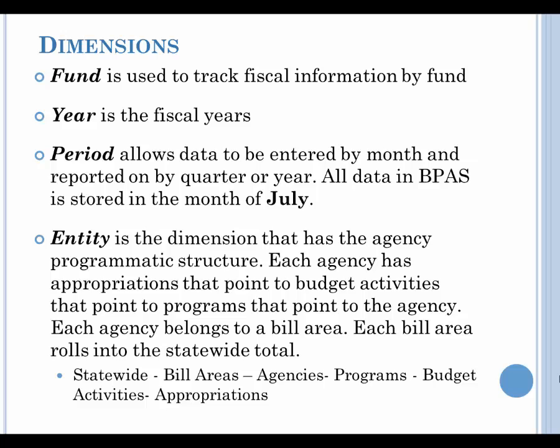The entity dimension is the dimension that has the agency program structure. Each agency has appropriations that point to budget activities that point to programs that point to the agency. Each agency belongs to a bill area. Each bill area rolls into the statewide total. All of the data in BPAS also exists in SWIFT. The difference between this data is the hierarchy and organization of the members.